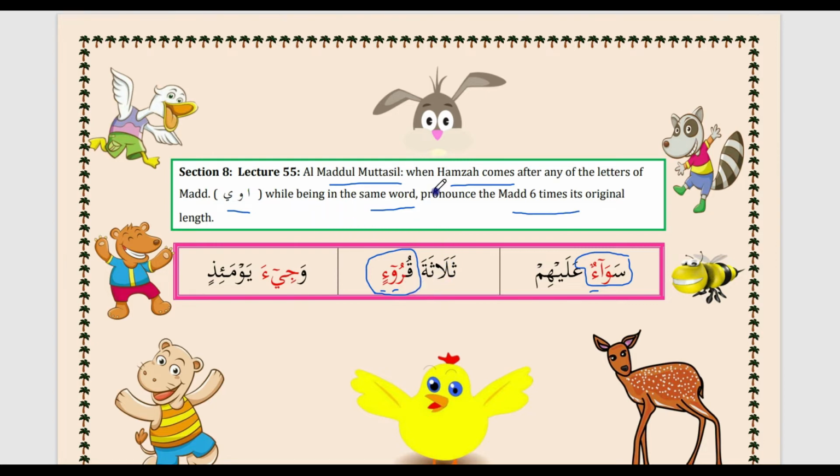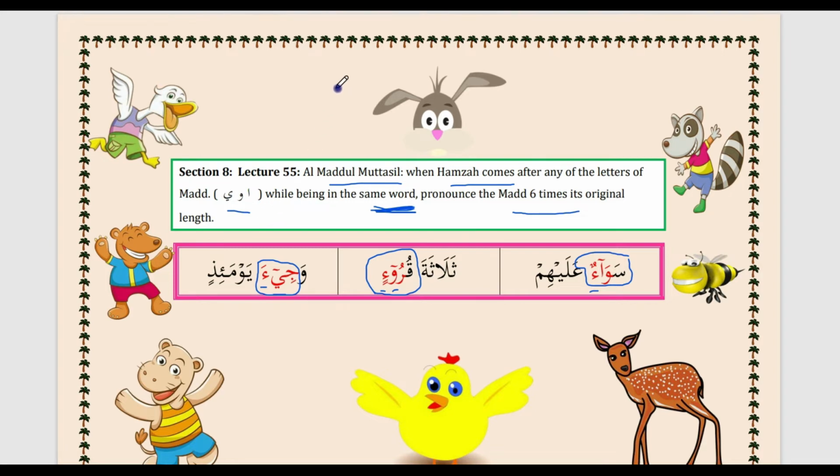Alright? Now let's see when hamza comes after ya, and they are in the same word. Hamza after ya. So this goes waji'a yawma'idhin. So al-maddul muttasil is when hamza comes after any of the letters of mad while being in the same word. This is important. Prolong the mad sound 6 times its original length.